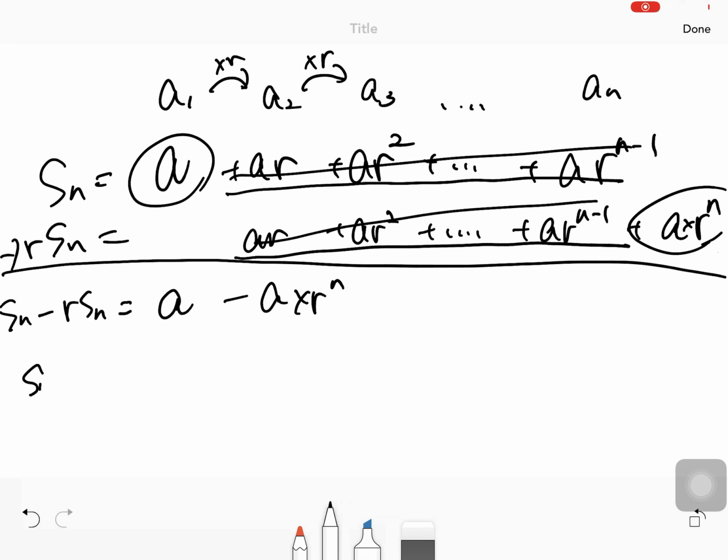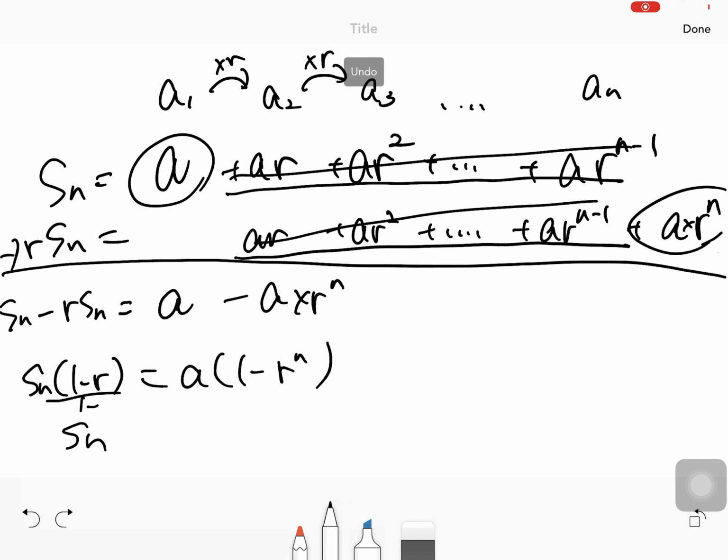So you can factorize: a times (1 minus r to the power n). Then you divide by 1 minus r on both sides. Then Sn equals a times (1 minus r to the power n) over 1 minus r. Sorry. Now you got the formula.